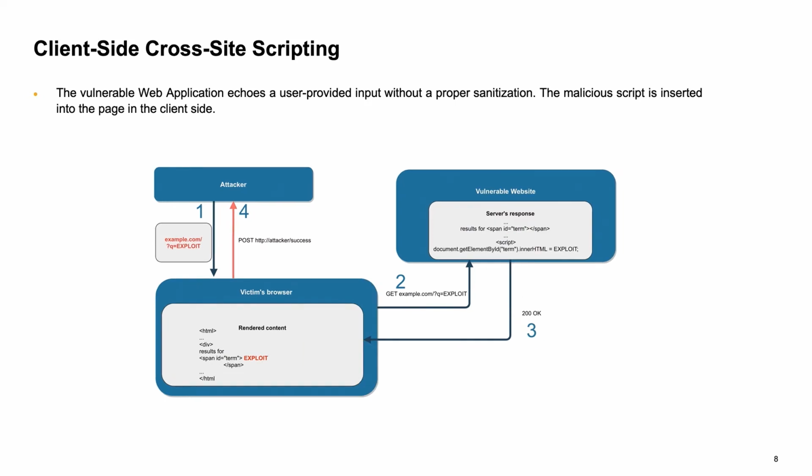Okay, the second type, which interests us in this work, is client-side cross-site scripting, and it works in the same manner. The only difference is that the response sent back by the server doesn't contain the exploit, and the victim's browser will insert this malicious script into the DOM during the rendering of the page, which then triggers the script execution.